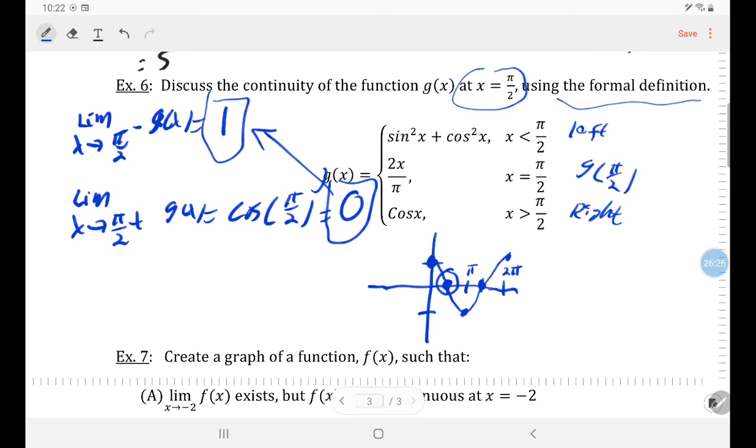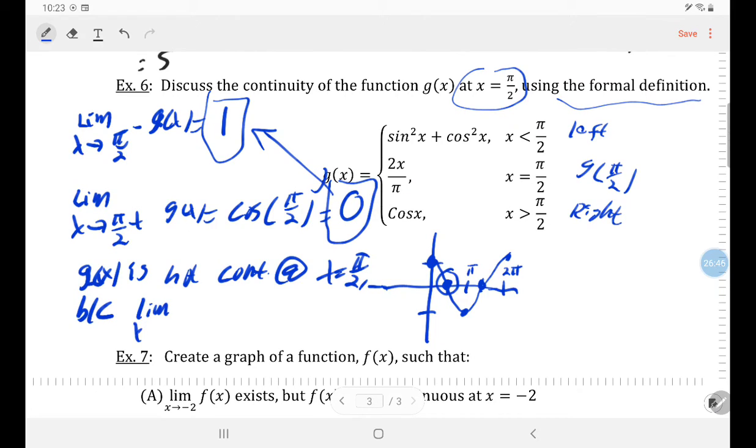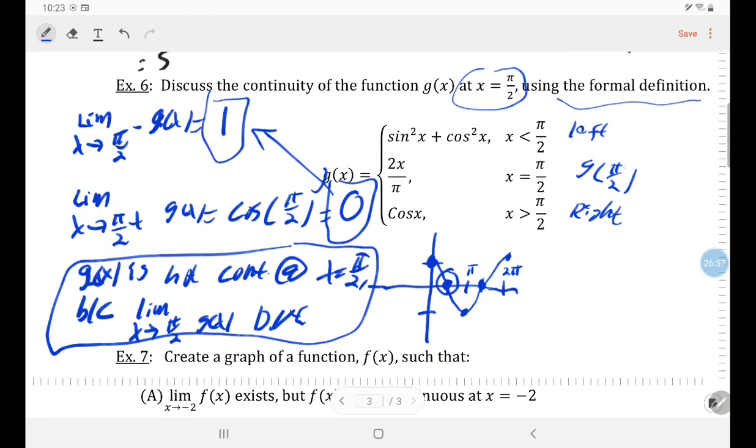They are not equal. So I can tell you right now that my function g of x is not continuous at x equals pi over 2 because the limit as x approaches pi over 2 of g of x does not exist. You say, well, you didn't even plug into the other equation. I can, but it's kind of senseless. It just wastes time. Once my limit crashed, nothing else really mattered.